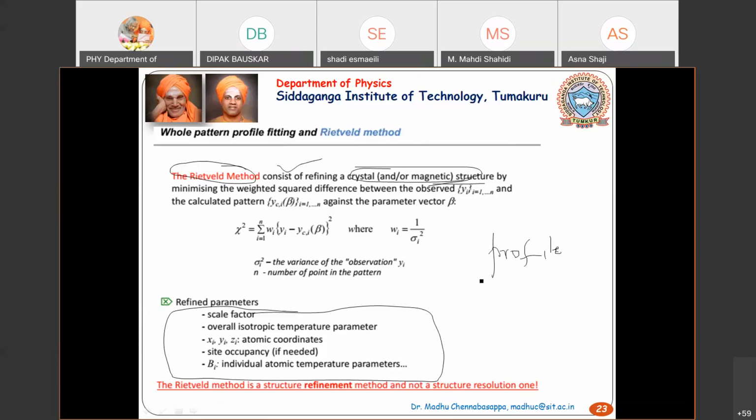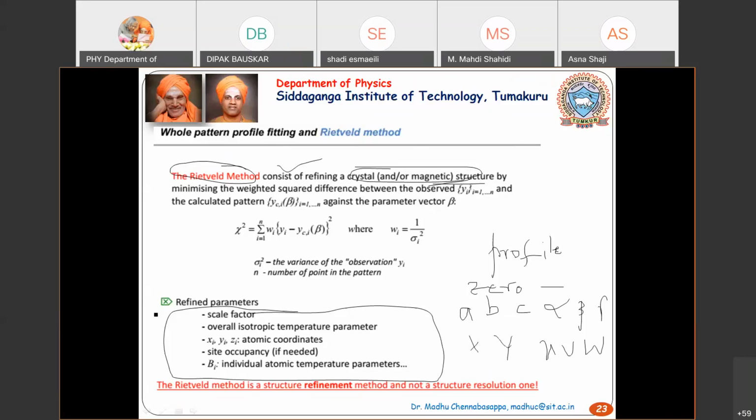Okay, the zero parameter takes care of your zero shift, or your sample height. Then we also changed the ABC parameters, alpha, beta, gamma parameters. So this is about your crystal lattice. We also changed XYZ, and then U, V, W. So these are the things that we fitted.